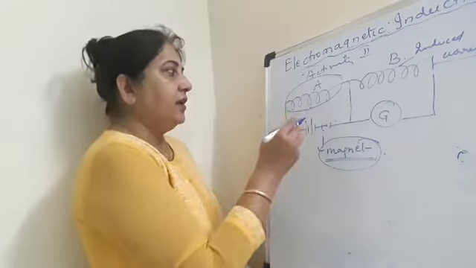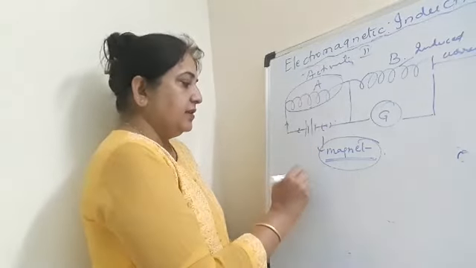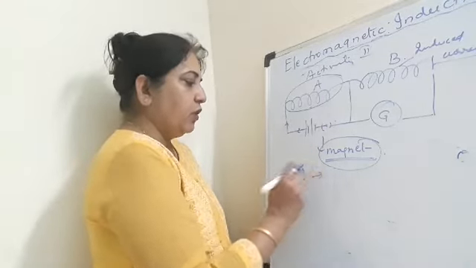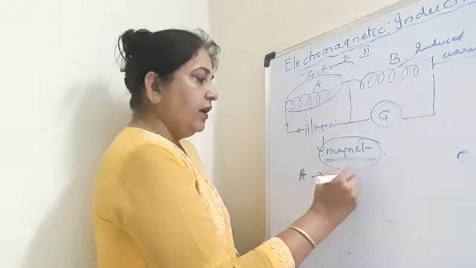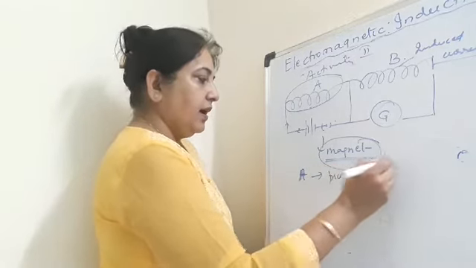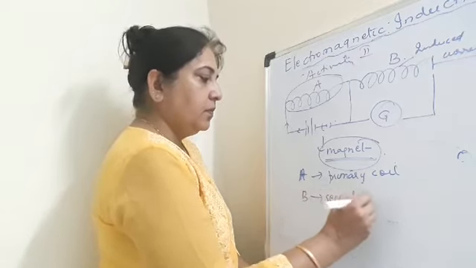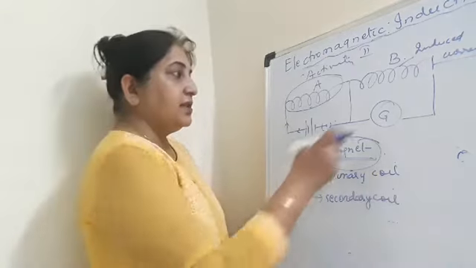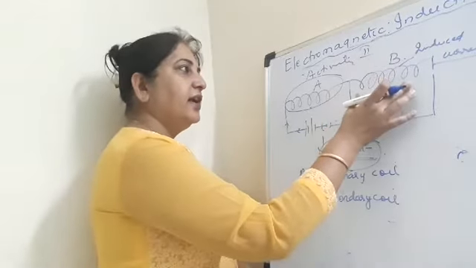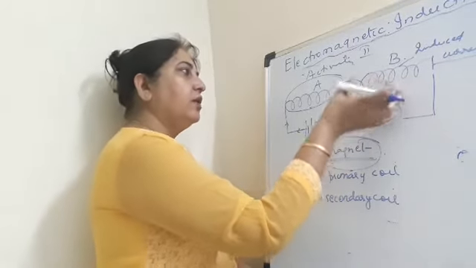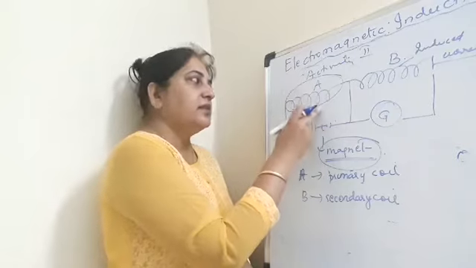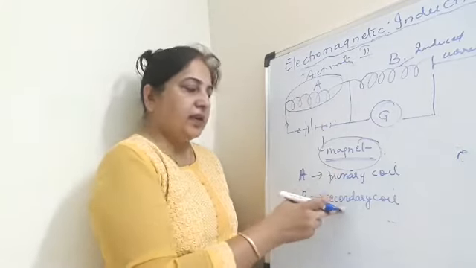So this is the activity. Here we gave a name to coil A as the primary coil, and coil B is called the secondary coil, because the current is getting induced in coil B because of coil A. So this is a primary coil and this is a secondary coil.